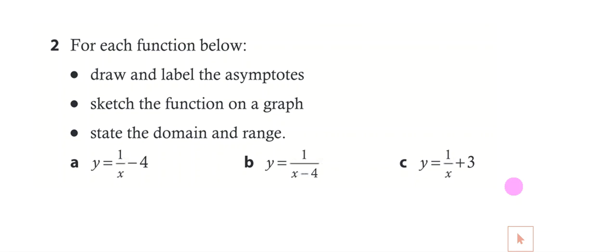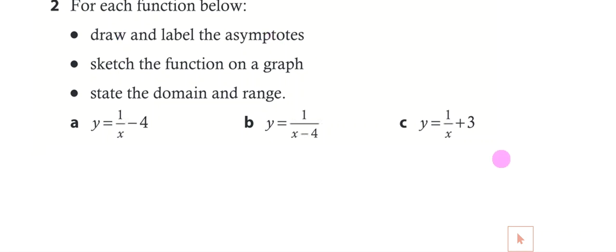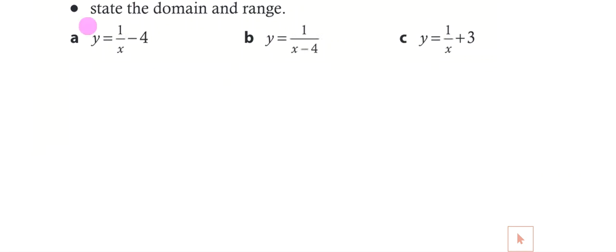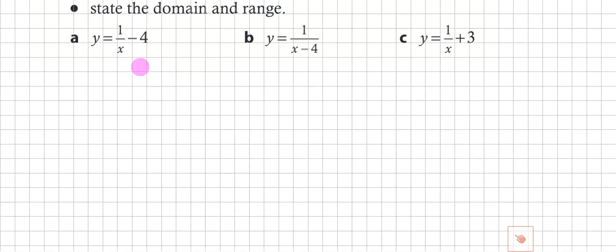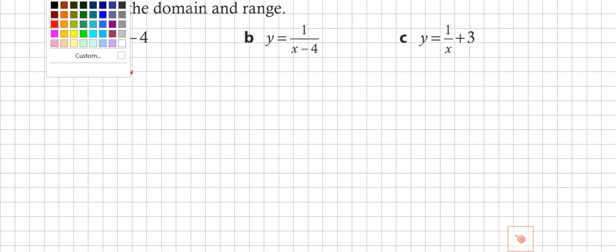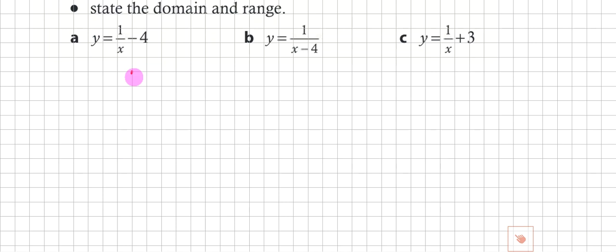So we've looked at identifying values that cannot exist, and we've looked at the behaviour of rational functions, being fractions, and as the variable gets larger, what happens to the value of the fraction? If the variable gets infinitely large, the fraction gets infinitely small, because you're dividing something by a larger and larger number. So when we draw and label the asymptotes, we're considering the values that it cannot be. So let's have a look at this first one. I've already set up.